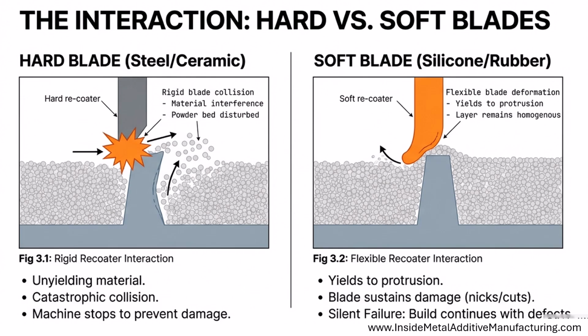The type of Recoater blade used determines how catastrophic a crash will be. Hard blades made of steel or ceramic are unyielding. A collision here is often catastrophic, causing the machine to stop to prevent damage. Soft blades made of silicone or rubber will yield to the protrusion. While this prevents a machine jam, it creates a silent failure, where the build continues, but with significant internal defects.